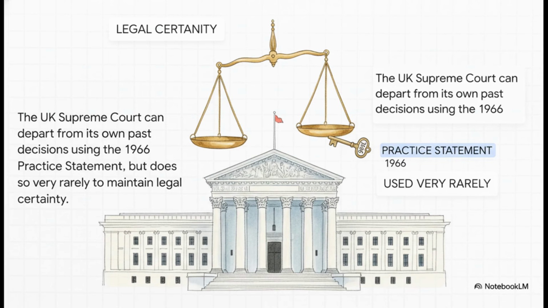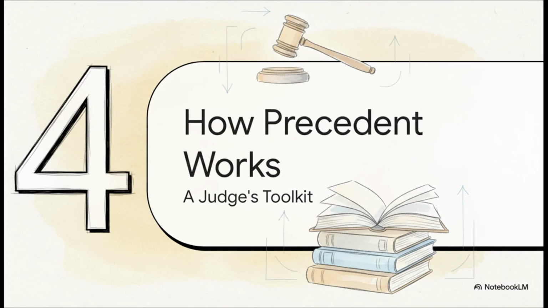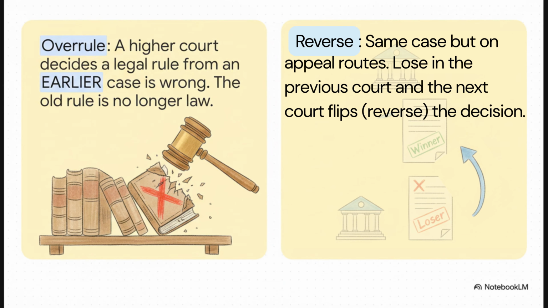Right, so we have all this theory, but how does it actually work in a courtroom? When a lawyer brings up a previous case, what can the judge actually do with it? Let's open up the judge's toolkit because they really only have four main options. Let's make it crystal clear.